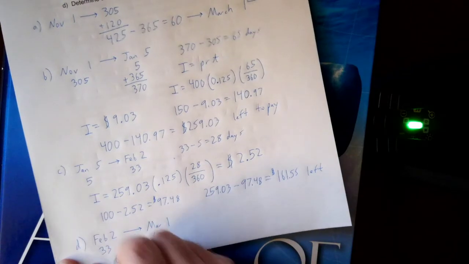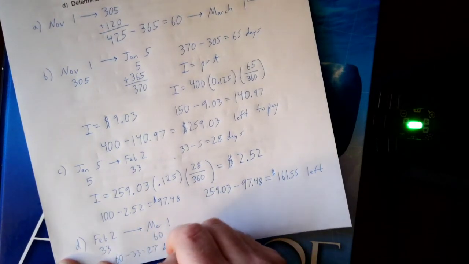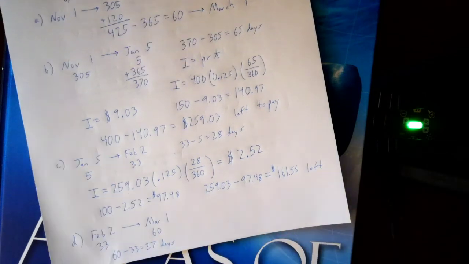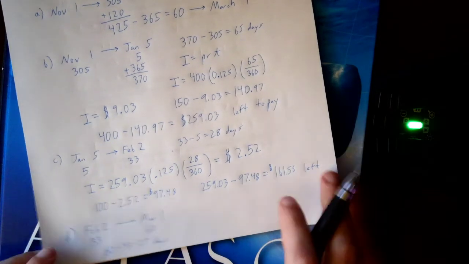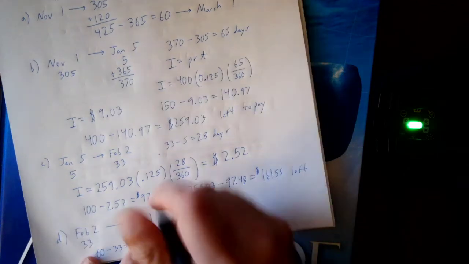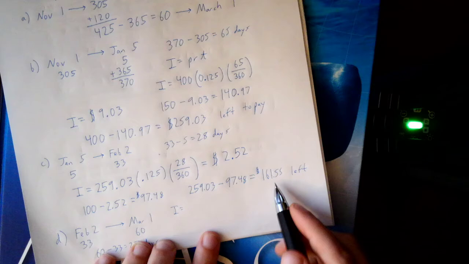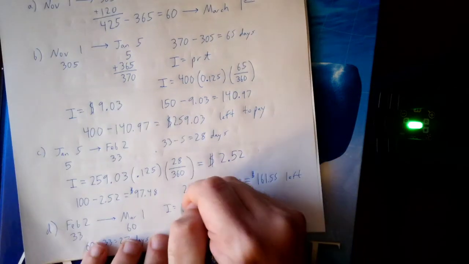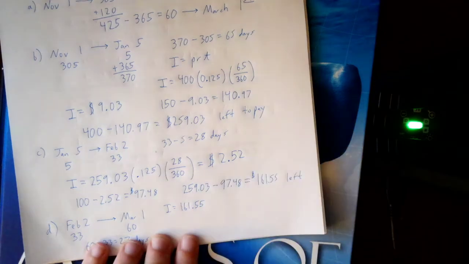So, 60 minus 33 tells me 27 days have now elapsed, right? There's been 27 days from my last partial payment until the due date. So, I can calculate how much interest is going to accrue. Interest is equal to, I have $161.55 left to pay. That will be my new principal.